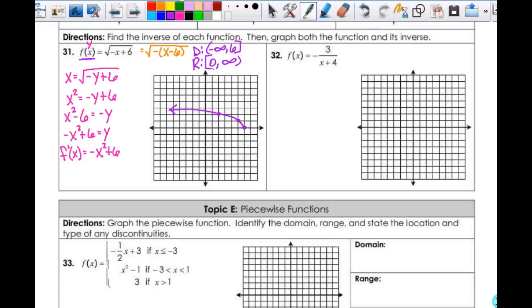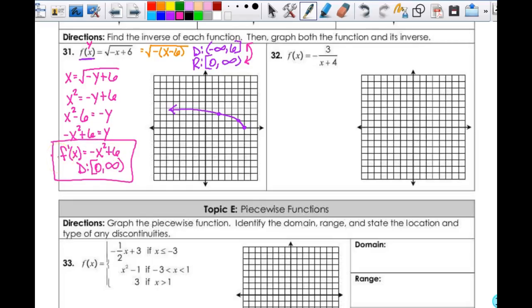Now, when you find the inverse and you exchange x and y, you also exchange the domain and the range. So the domain for f prime of x is the range for f of x. So my domain here is 0 to infinity.